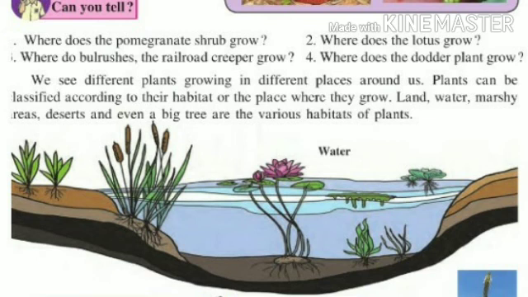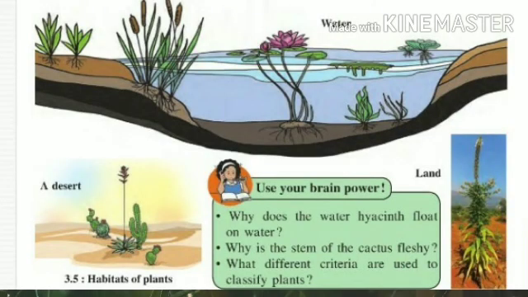Now you can see in this picture there are plants and flowers which grow in the water, under the water. Okay students, you can see the picture of a desert, where the habitat of plants takes place, which kind of plants grow in the desert areas and on the land. Okay students, I hope you have understood till here.